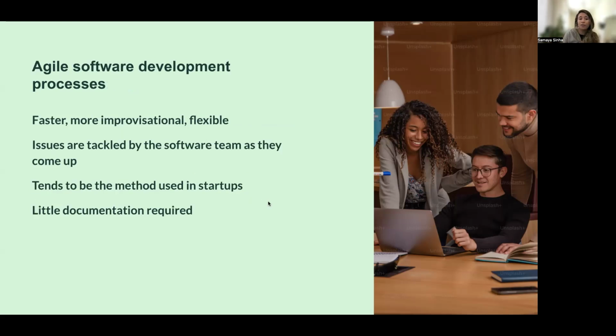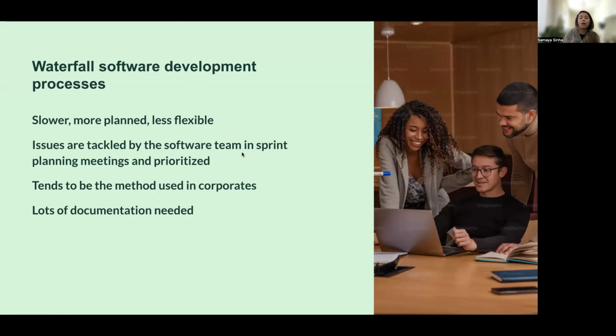When we talk about agile software development process, we talk about faster, more improvisational and flexible processes. We're also talking about issues that are tackled by the software team as they come up. So this tends to be more of an informal method used by startups, and there's very little documentation required when moving in this fast, improvisational, flexible manner. At a startup, someone might quickly write a ticket for the software developers to consider. They might say it's a big ticket or a small ticket or a medium-sized ticket. They might give a little bit of context and a screenshot, and then send it over to developers to get it developed that week. That's the level of pace that comes with a more agile development process. They might even find someone to help them develop that idea within the day, depending on what's going on and what's priority.